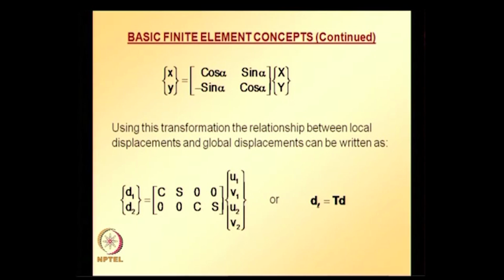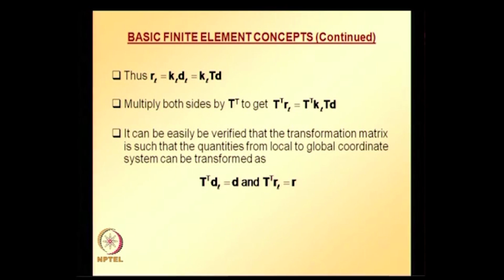So the inverse relation, that is, D is related to DL via D equals T transpose DL, since T is an orthogonal matrix. So in this local equation system, RL equals KL DL, now we can replace DL with T times D, and multiplying both sides of this equation by T transpose, we get T transpose RL equals T transpose KL T D. And note that T transpose RL is nothing but R, because T is an orthogonal matrix.